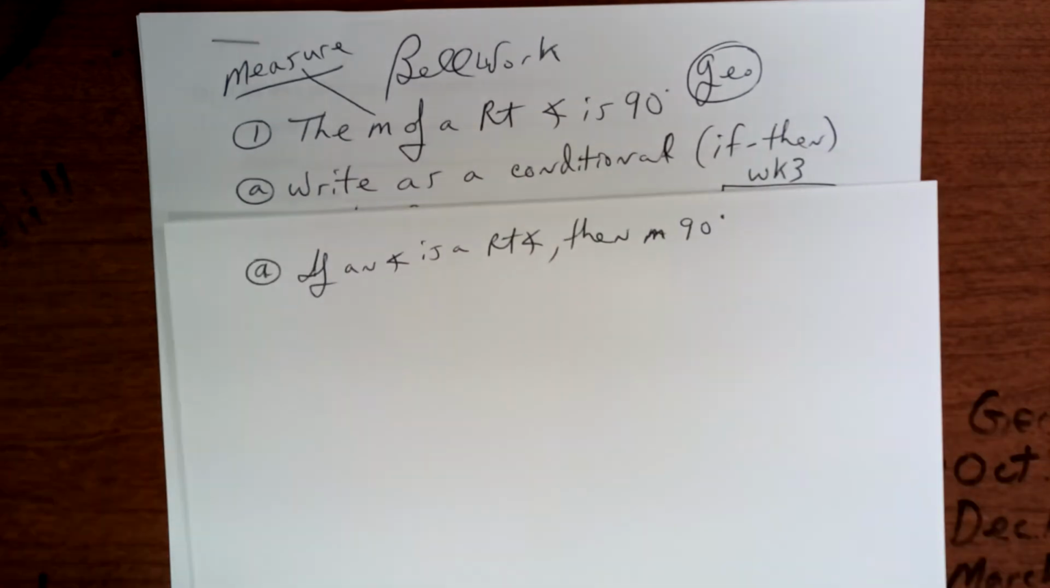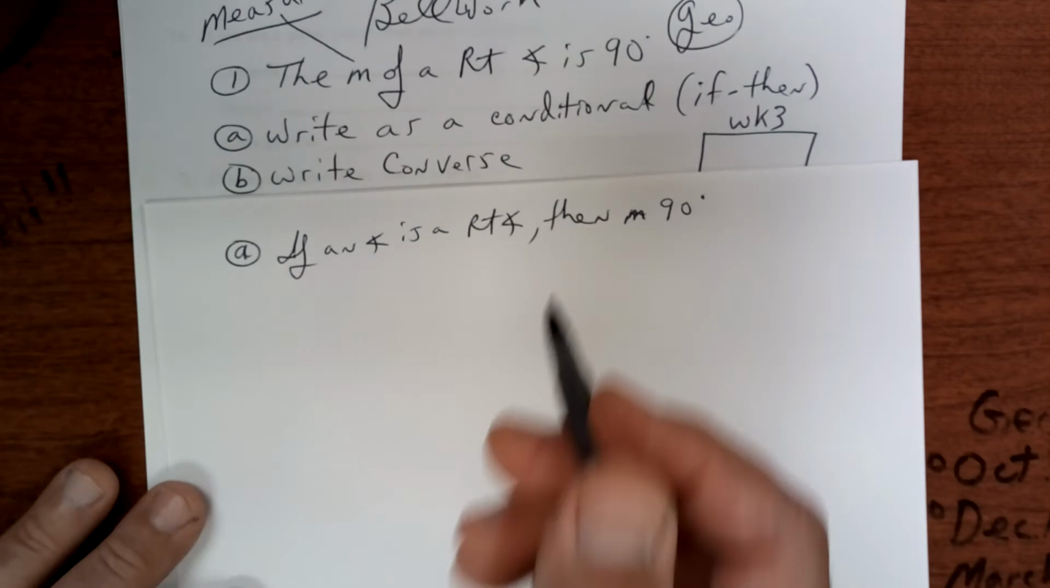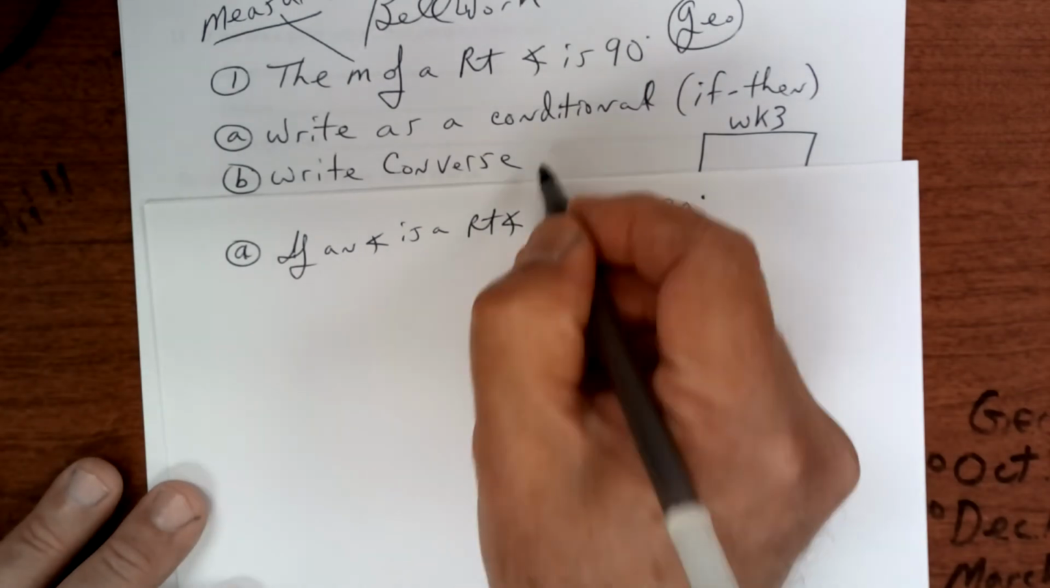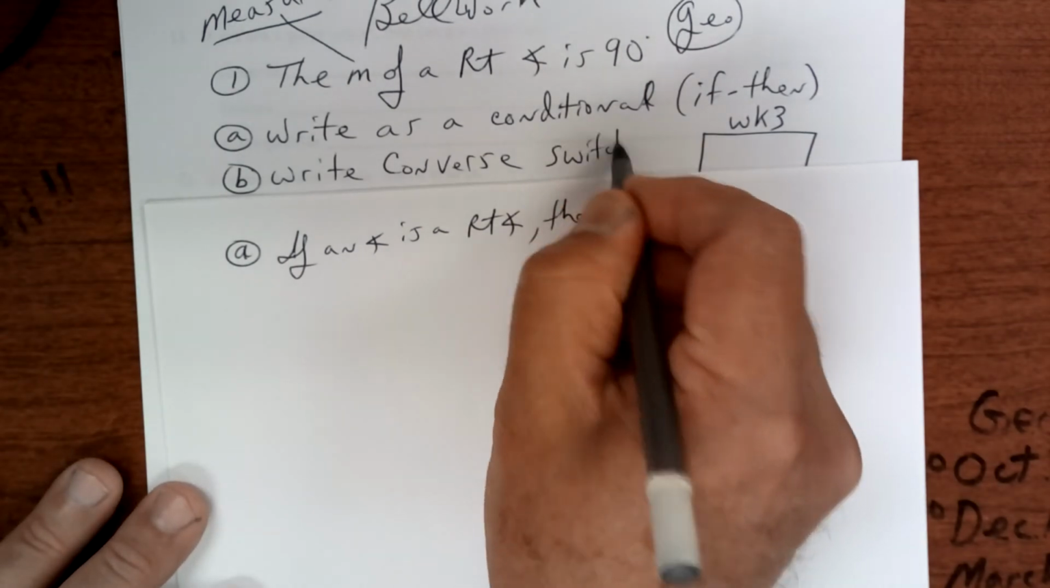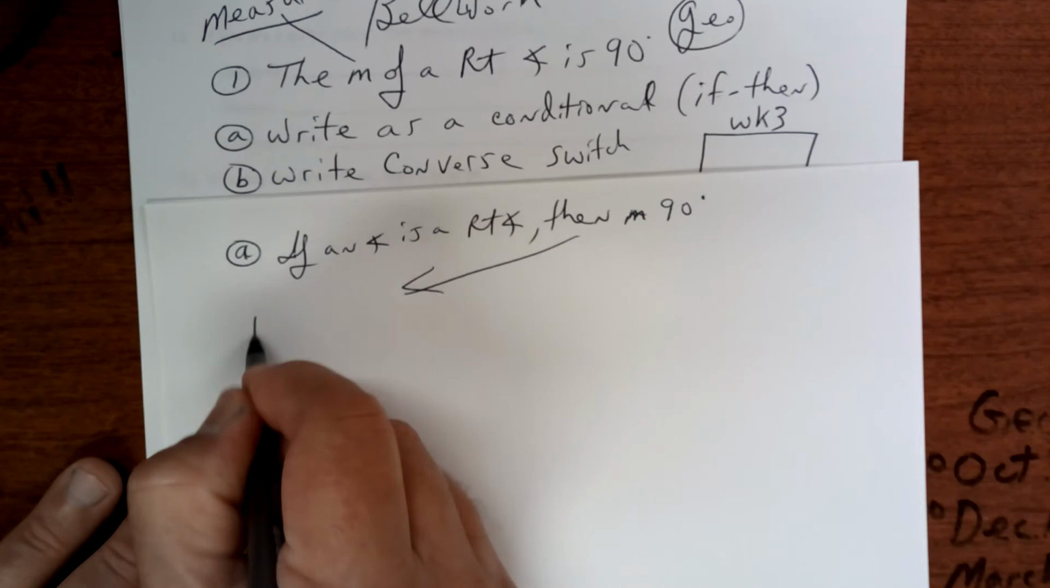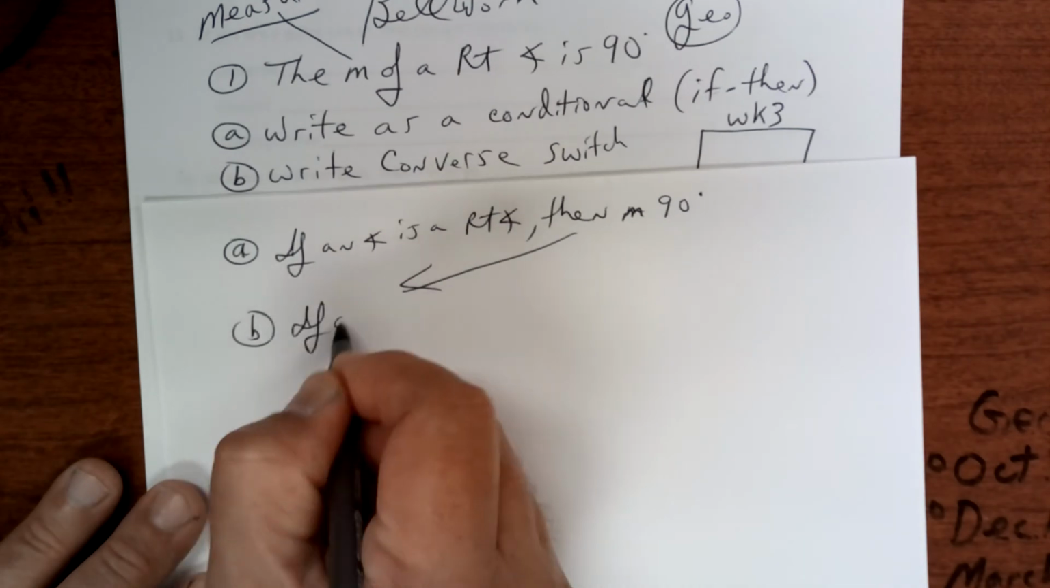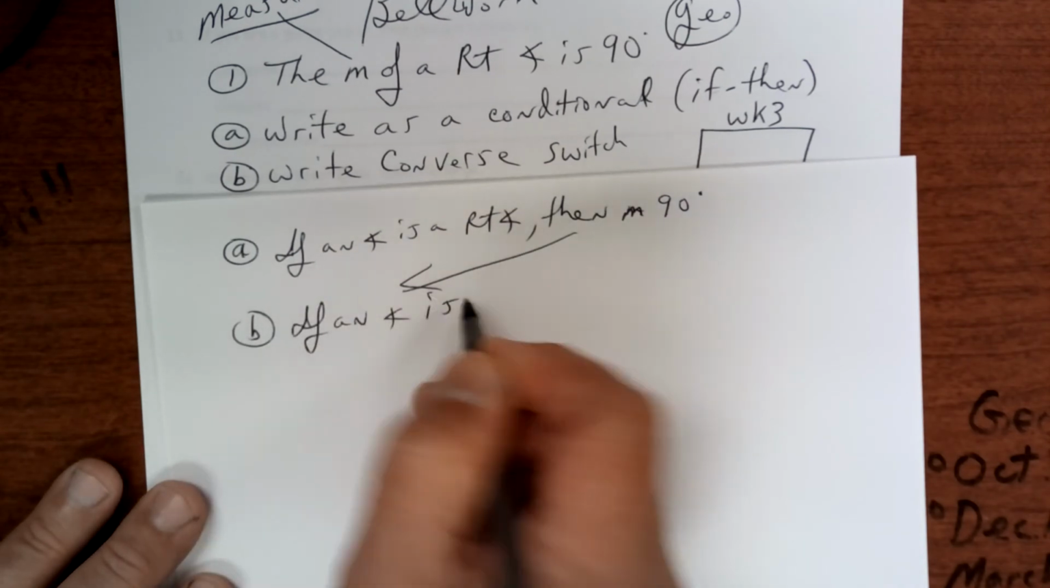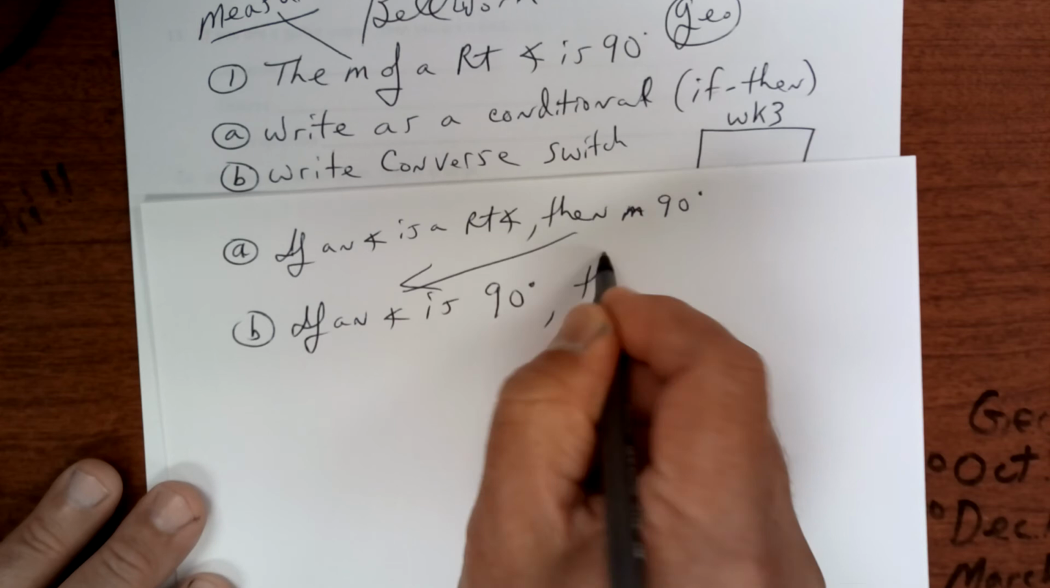All right, B, write the converse. Converse is switch. So you're going to say, if an angle is 90 degrees, then it is a right angle.